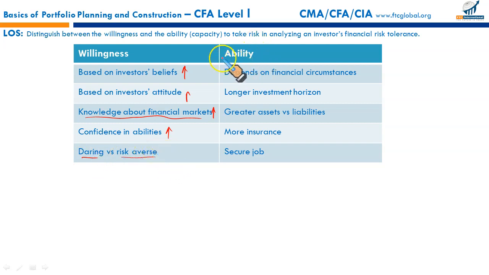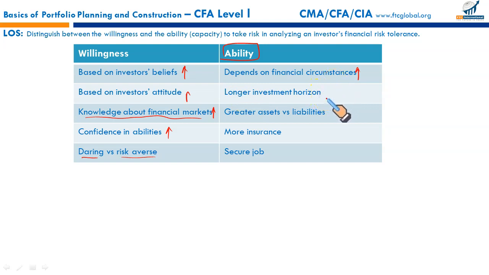Then this is more important: ability to take on risk. Ability to bear risk depends upon your pockets, how deep your pockets are. So an investor's ability to bear risk depends on his financial circumstances. If he has a strong financial base, good salary, good savings, lots of assets, and fewer liabilities, that means he is able to take on risks, right?